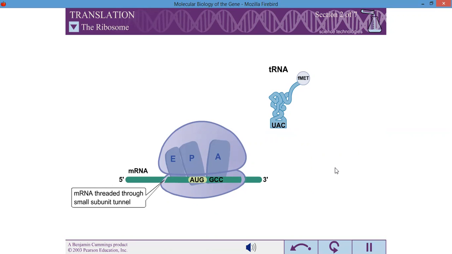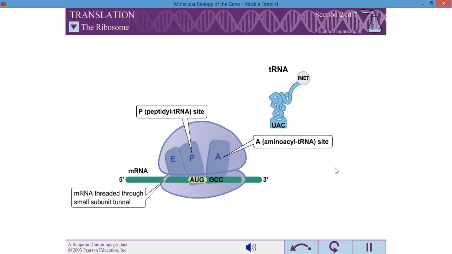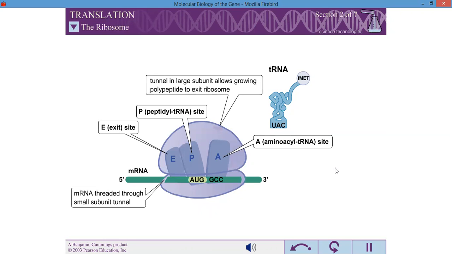The ribosome contains 3 binding sites for holding tRNA. The A site accepts tRNA molecules charged with single amino acids. The P site contains the tRNA linked to the growing peptide chain, and the E, or exit site, is occupied by a tRNA molecule about to be released. The growing protein exits the ribosome through a tunnel in the large subunit.